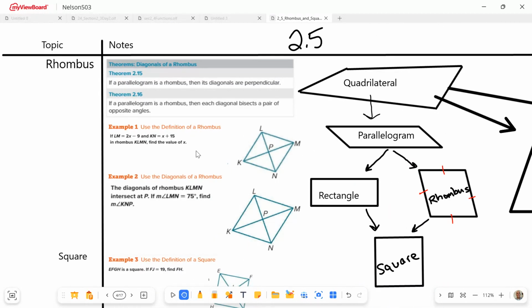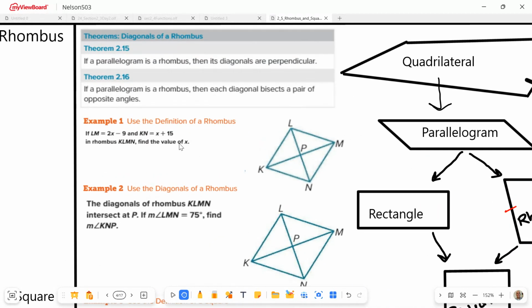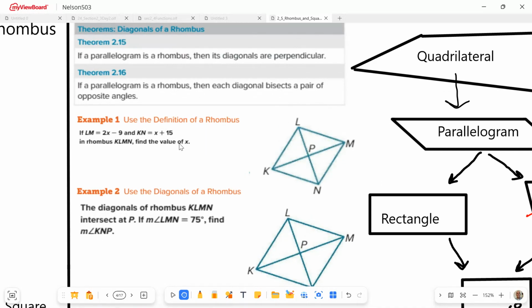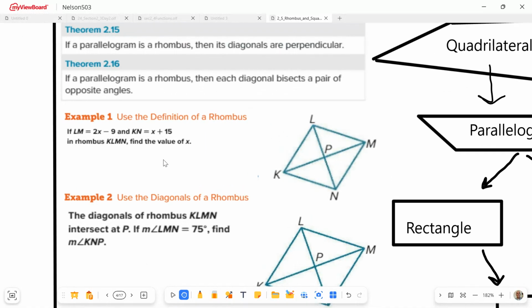All right. So if I zoom in on this, they're going to say something about the side lengths or the diagonals. Let's see, they're saying LM is 2x minus 9. KN is x plus 15. So after you have the drawing down, then I want you to add the given information to the drawing. So you're going to come onto the drawing, you're going to go 2x minus 9. And then down here, you're going to go x plus 15.